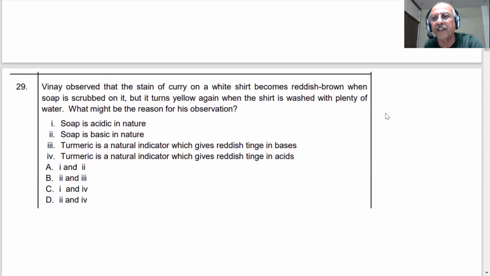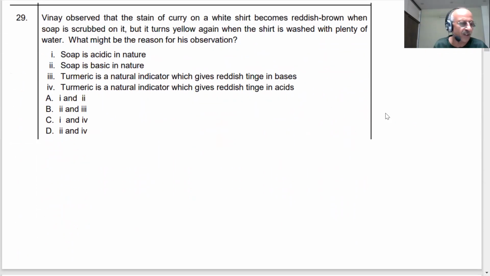Let us come to the next question, student. Pay attention, all questions require attention. Next, I am going to question number 29. Vinay, observe the stain of curry. What is the stain of curry on a white shirt? You have a white shirt.